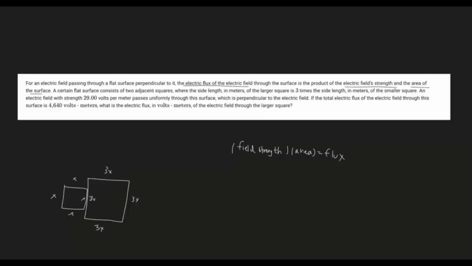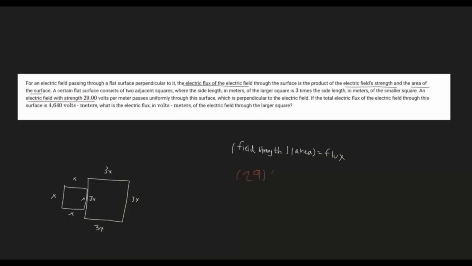So that's a lot of information there, but essentially it boils down to electric field times area equals the flux, all right? And you can see that they've given us the electric field strength, which they say is 29 volts per meter. So 29 is going to be our electric field strength.